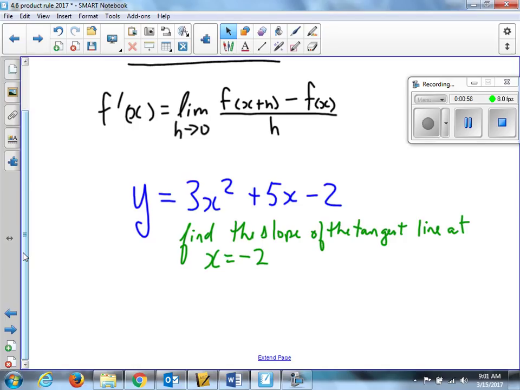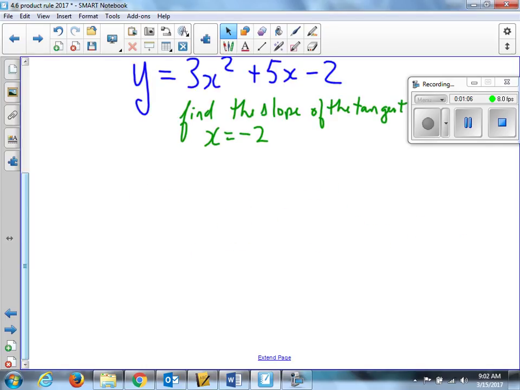We need the derivative. We don't need to use the limiting process any longer. We do understand it is a limit, but we found some shortcuts. Here's one way to notate the derivative: dy by dx, or f prime of x; y prime can work too. I'll use dy by dx because I started with y. What is the derivative of this function? Let's consider three separate problems.